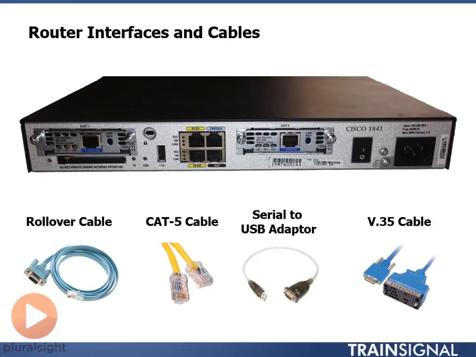Our fast Ethernet ports are used to transfer data. That's what we're going to hook up to either a switch or a switch and then a PC. So we're going to have basically network devices hanging off of those fast Ethernet ports. And then our WAN interface cards here, the serial ports, these two cards in here, we're going to use those to connect to other routers.